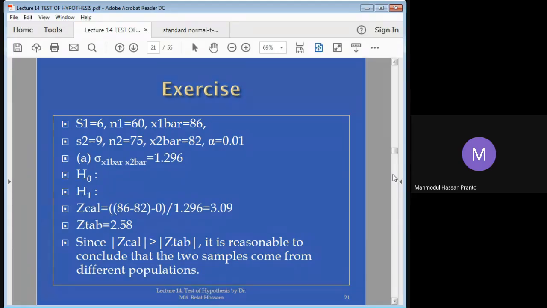The samples are large, sir. Sample size large. And the variances are known.